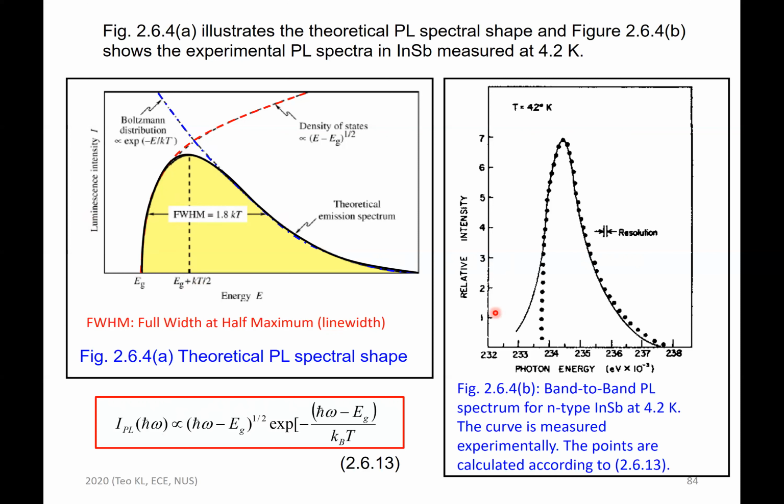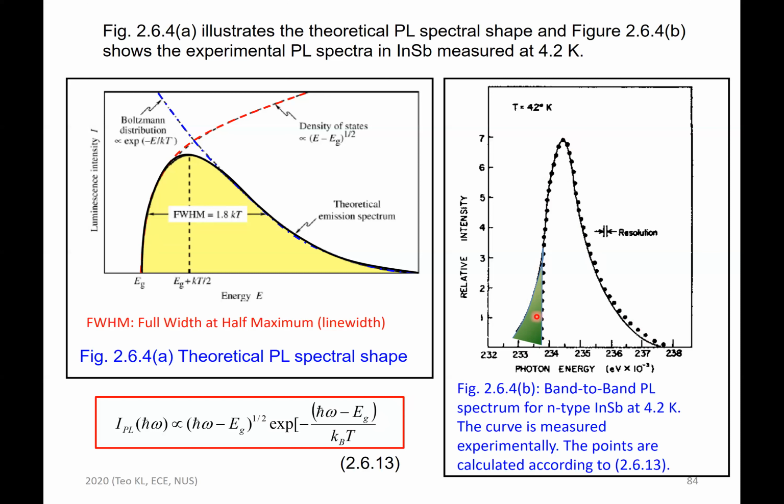This is an experimental result of the band-to-band photoluminescence spectra. Basically, the electron and the hole recombine for N-type indium antimonide measured at 4.2 Kelvin. The solid circles are the calculated result based on this equation. The solid curve is the measured experimental curve, and it fitted quite well to this equation, the solid data points, based on the theoretical PL analysis.